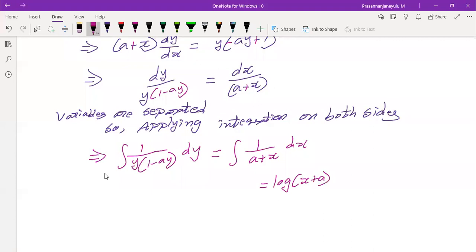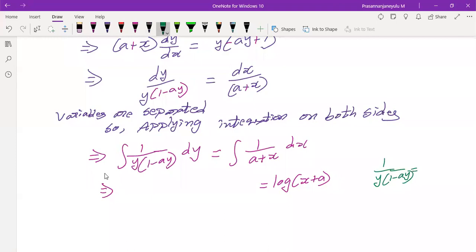What is the integration of 1 by ax plus b into dx? 1 by a into log of ax plus b. In place of a we are having 1, in place of b we are having a. That's enough. What about the left hand side part? How to write it? We have to do partial fractions. If we do the partial fractions, I am taking here in the rough work 1 by y into 1 minus ay.